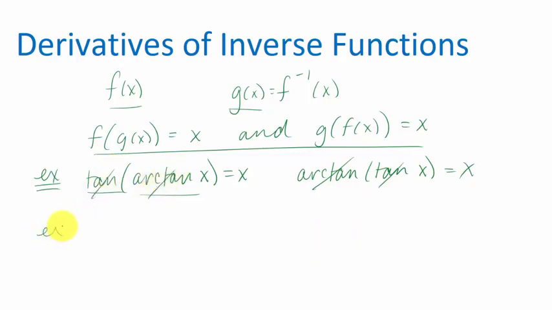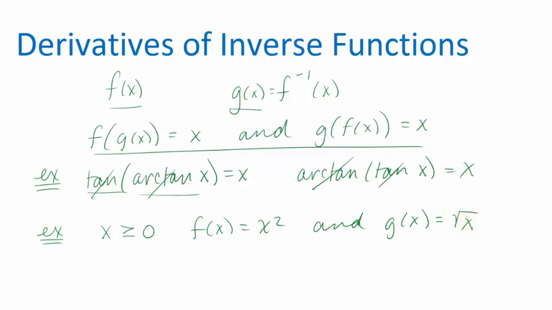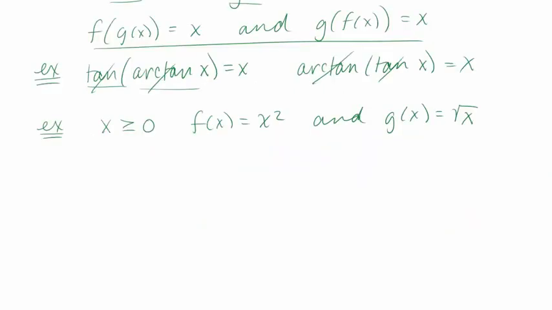Another example of this would be, for values of x greater than or equal to 0, the function f of x equals x squared and g of x equals square root of x. If we check to see that they're inverses, we're going to do our f of g of x, and we better get x. So we take our function f, which is something squared, and we put g inside of there. And when we square a square root, we get x.